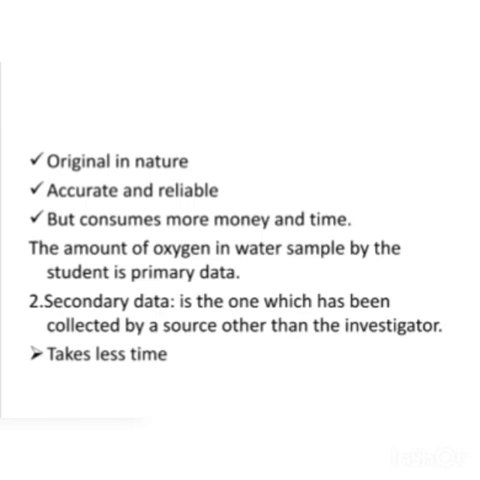Okay. Now one more example is given: the amount of oxygen in a water sample measured by a student is primary data. The student is collecting the sample, and from that sample he is estimating the oxygen amount of that water sample, and the information which is written is the primary data. And secondary data is the one which has been collected by a source other than the investigator.